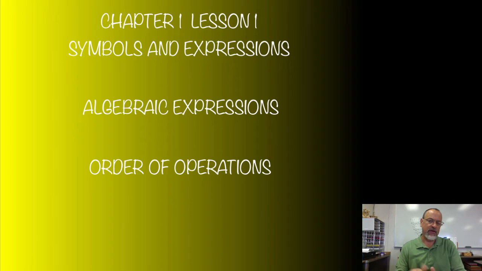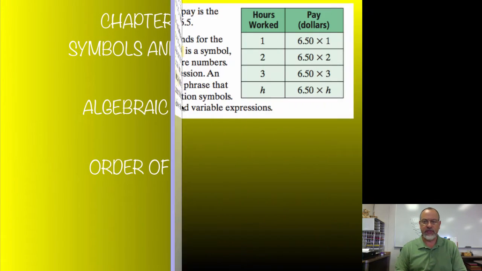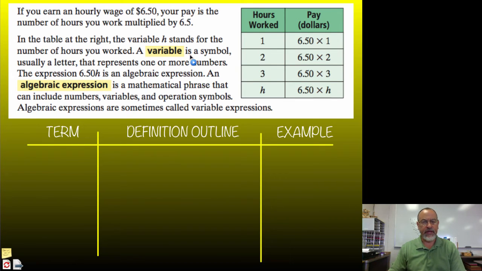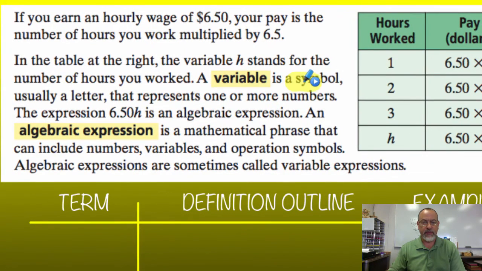So let's begin by looking at some algebraic expressions. What is an algebraic expression? What are some terms that we need to know? Now, in the table at the right here, we have a variable h down here, and well, that must mean we need to know what is a variable. So a variable, as we read it here, is a symbol, and we want to look at this. It's a symbol, and it's usually a letter, and it can represent one or more numbers.